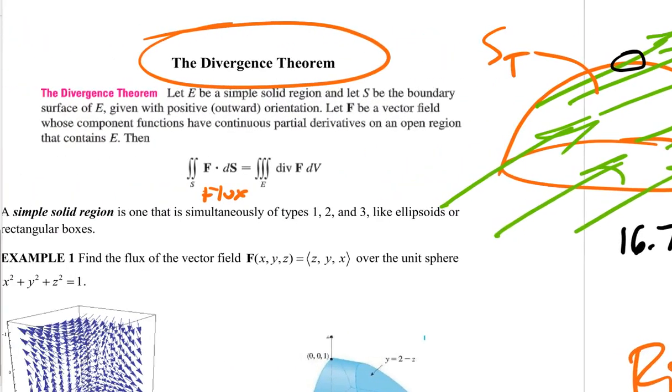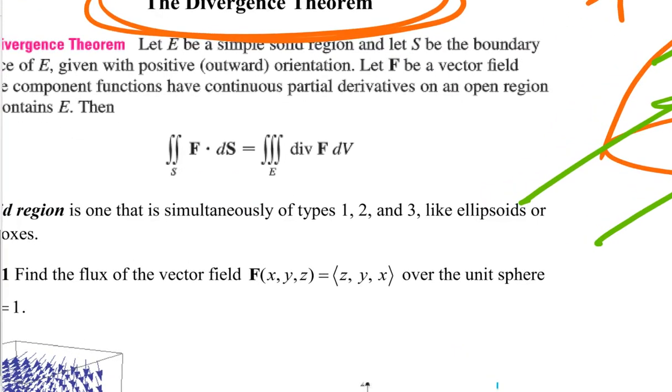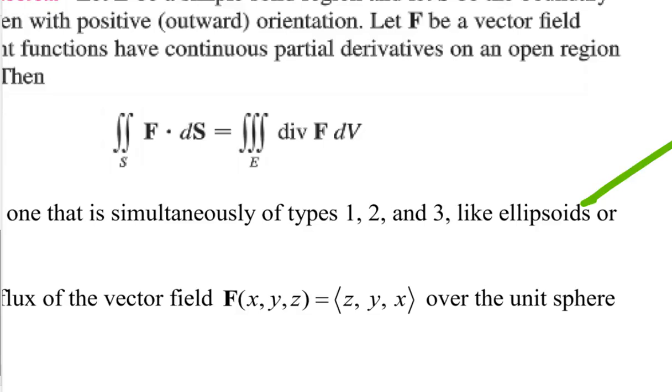All right. So what the divergence theorem says, there's another name for this. It's also called Gauss's theorem if you're in physics. It says, forget this. Don't do it that way. Do the triple integral over the divergence of F. The triple integral of the divergence of F over the solid. Remember, this E is the solid.